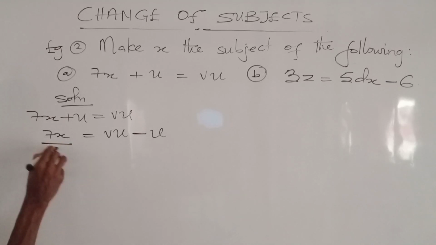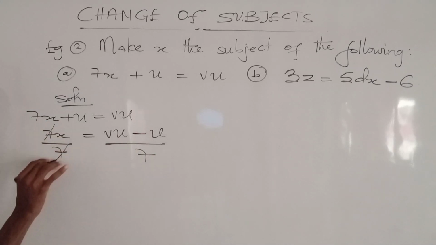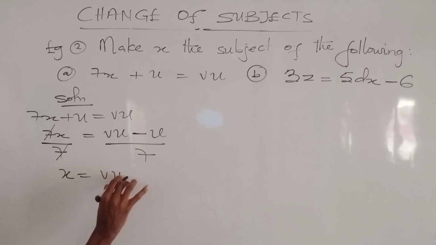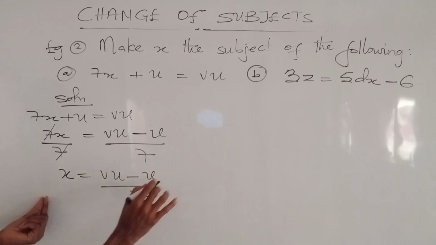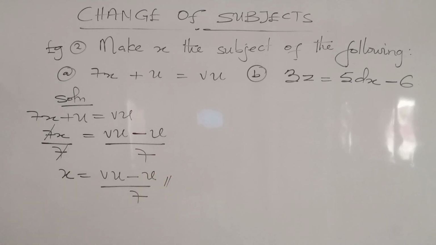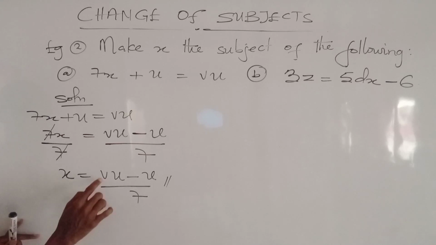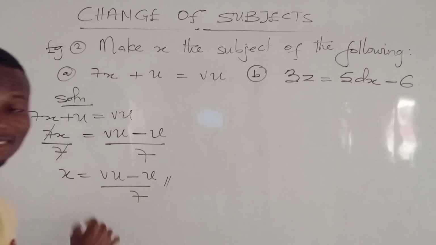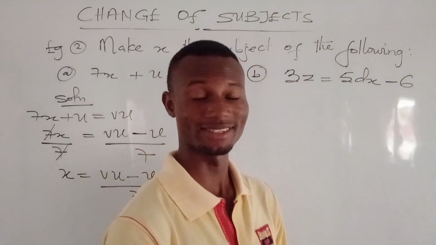So I'm going to divide here by 7 and here also by 7 so that this 7 and this 7 can cancel away. So I'll have my S equals VU minus U all over 7. This is my final answer for making S the subject from the given equation. S equals VU minus U all over 7. You can see that S is standing alone in this equation, and that is how we've made S the subject.